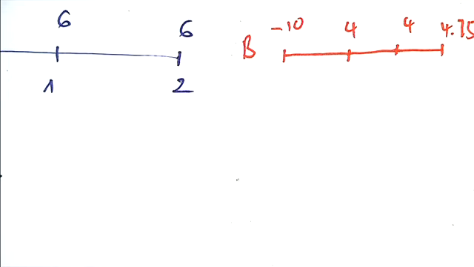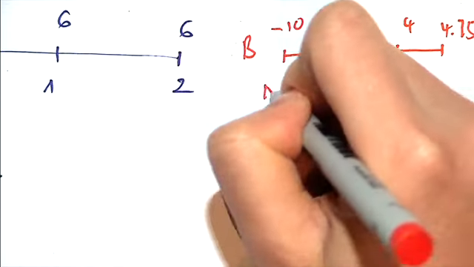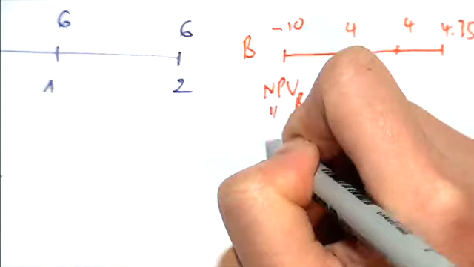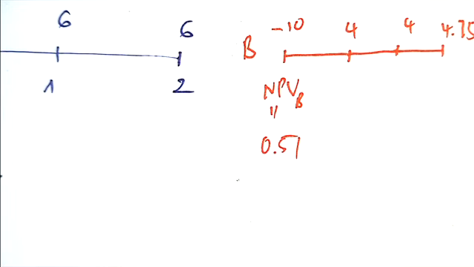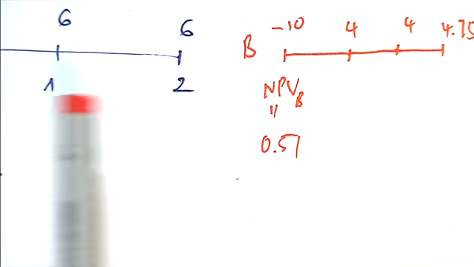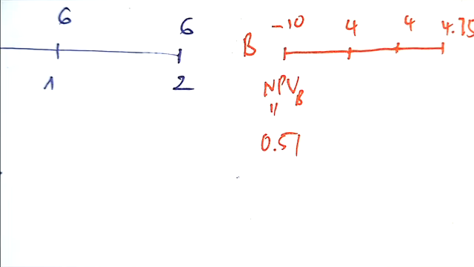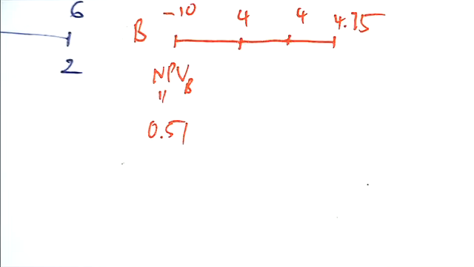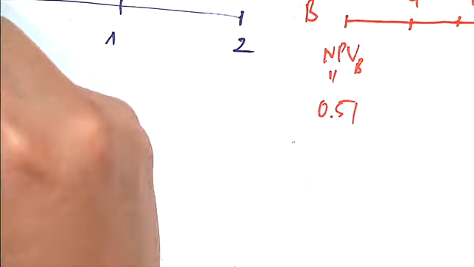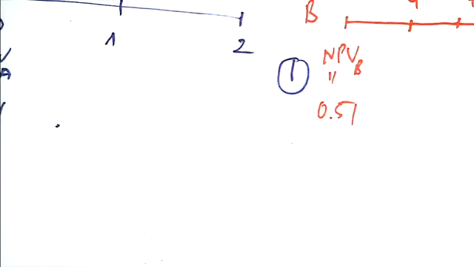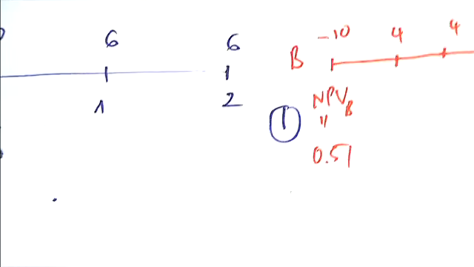All good? So what is the net present value of B? 0.51. Okay, that's good. So we know that we can't compare the two. We have the NPV A and NPV B, right? And for project A, it is a 2-year project. So what we are saying in the second step, this is our first step, we need to calculate the NPV no matter what.